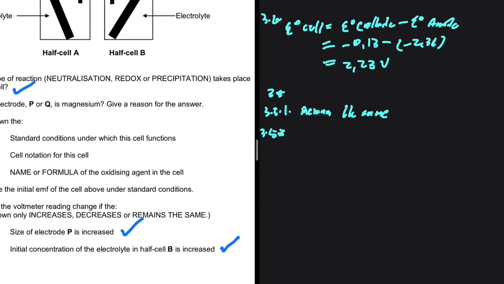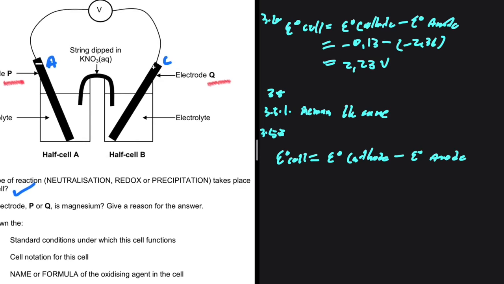So let's take a look at our equation. The EMF of our cell is equals to the potential at the cathode minus the potential at the anode. We are increasing the concentration in half cell B. Half cell B is where we have our cathode. So the potential at the cathode is increasing.